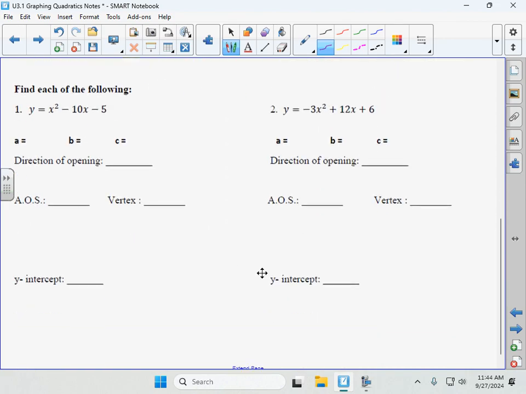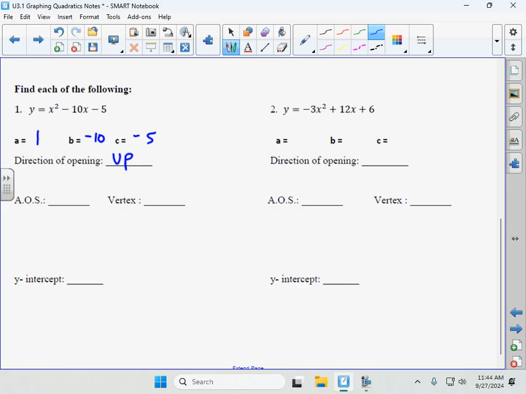All right, so let's go ahead and answer each of these questions. We're not going to graph 1 and 2. We're just going to answer each of these questions. Given y equals x squared minus 10x minus 5, let's find the a, the b, and the c value. So a would be 1, b is negative 10, c is negative 5. The direction of opening, since our a value is positive, it's going to open up.